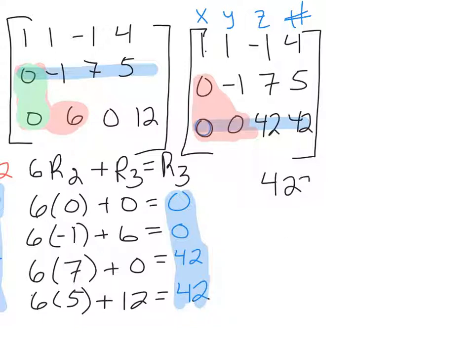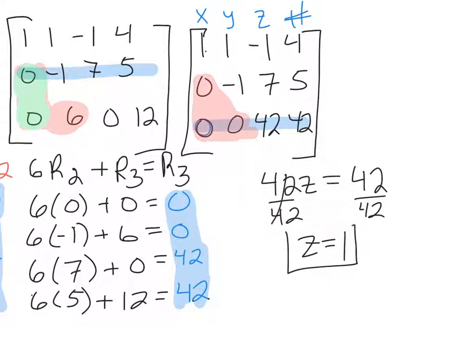So if we retrace our steps, okay, this is going to be a 42, and what's next to it? Well, z is, right? Now, it's going to be equal to 42. Now, we can figure out what z is by dividing by 42 on both sides. And we get z is equal to 1. So that's one piece of information that we need.